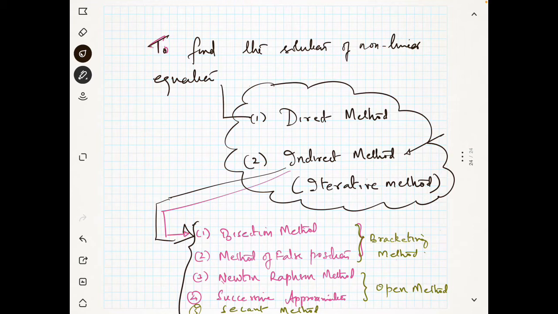So we will see what is this bracketing method. So we will first start with the bisection method. We will start with the bisection method for finding the solution to a nonlinear equation. So we will see how to find the solution to a nonlinear equation by using the bisection method. First of all, I will be explaining the logic behind it. So we will discuss the bisection method.